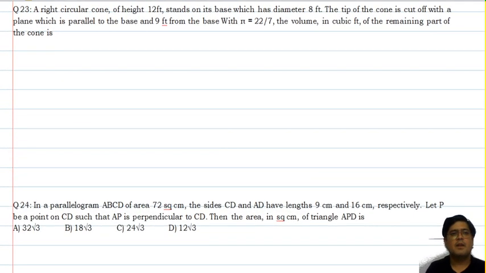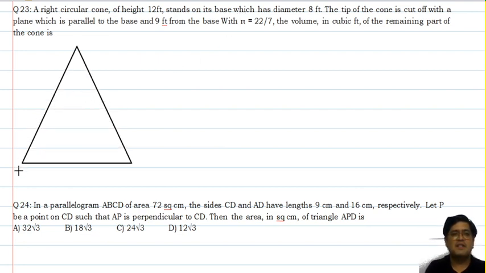Next one. A right circular cone of height 12 feet stands on its base, which has a diameter 8 feet. The tip of the cone is cut off with a plane which is parallel to the base 9 feet from the base, with pi equal to 22/7. The volume in cubic feet of the remaining part of the cone is. Now a cone is being cut off at some distance from the base. So guys, you are dealing with a frustum here.